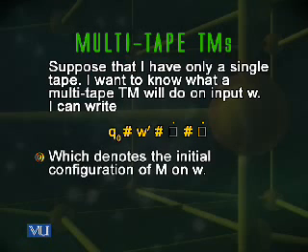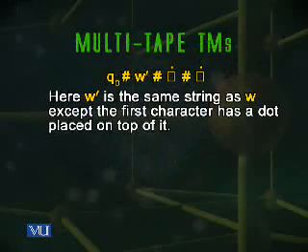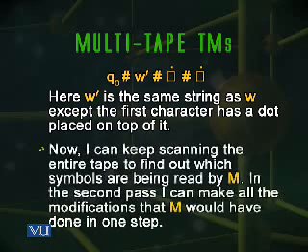This denotes the initial configuration of the machine M on the input W. Here, W prime is the same string as W, except for the first character has a dot placed on top of it. Now I can keep scanning the entire tape to find out on which symbols dots have been placed, which will tell me which symbols are being currently read by the Turing machine M. After that, we can make a second pass over this single tape and make all the modifications that M would have done in a single step.